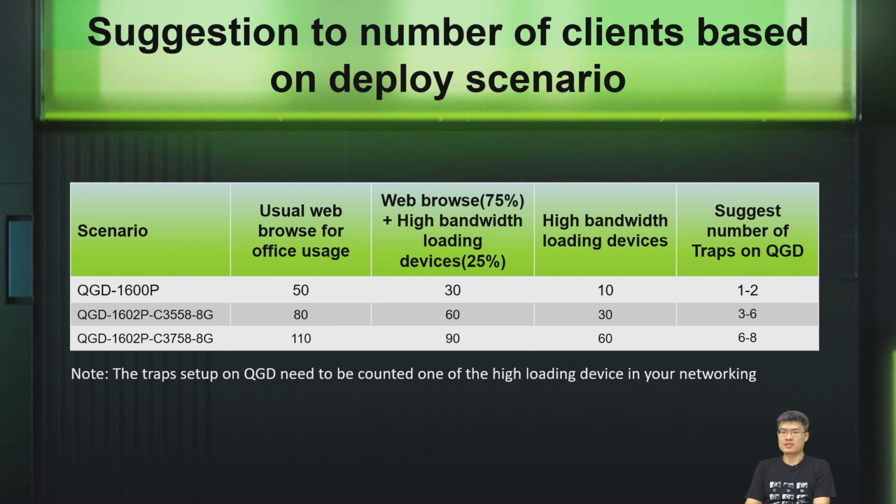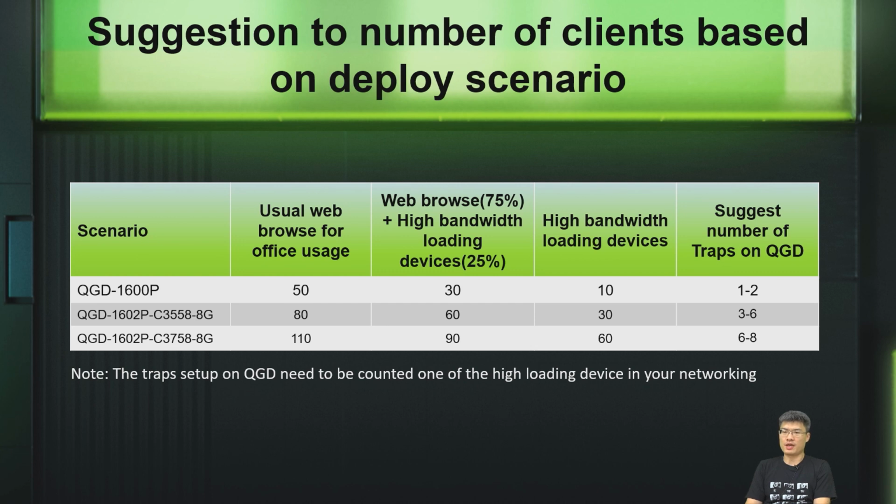This kind of basic network usage is usual web browsing. If they only have basic web browsing, the number is in the first column for each of the models. The second one is maybe at the customers' companies, they will have a NAS, or some server doing file backup, or large file transfers, which means they will take more network usage.